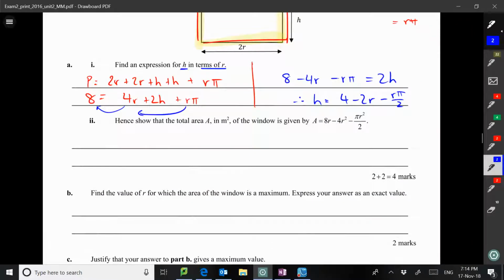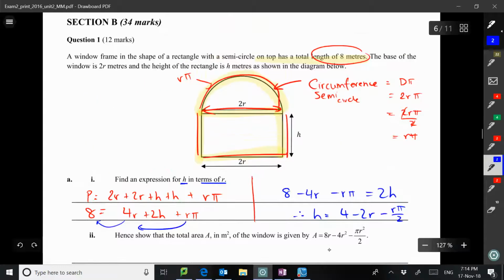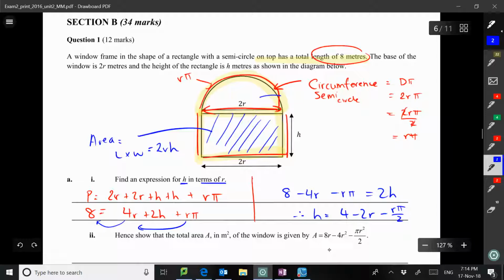Then hence show that the total area in square meters of the window is given by. Okay, so if you want to find the area, well, area of a rectangle is pretty easy. The area is equal to length times width, which in our case is 2r times h. And then to find out the area of a semicircle, well, area of a circle is equal to pi r squared, but remember you're dividing it by 2.